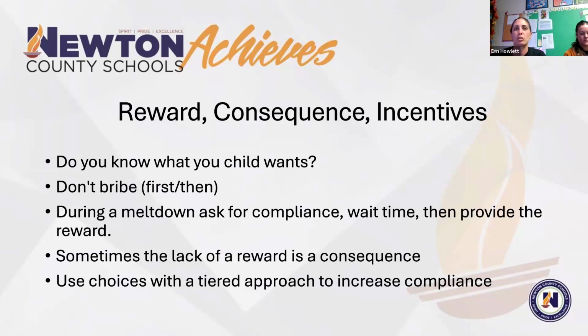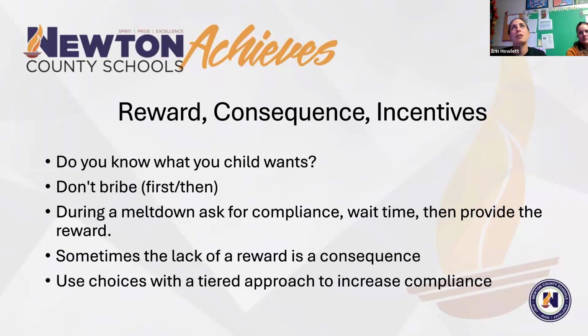You know what is rewarding to your child. You know what your child likes. Is it screen time? Is it sweets at night before they go to bed? Is it time with you? Or is it just time alone from you, maybe, so that they don't have to feel like you're asking them to do things? Figure out what your child likes and what your child wants, and figure out the tiered approach for them.